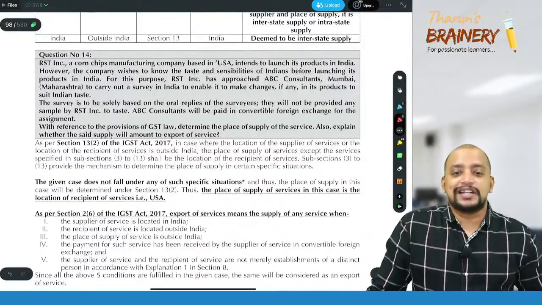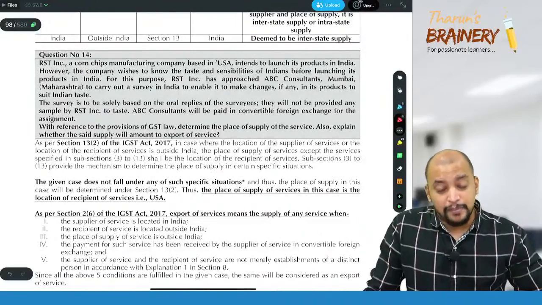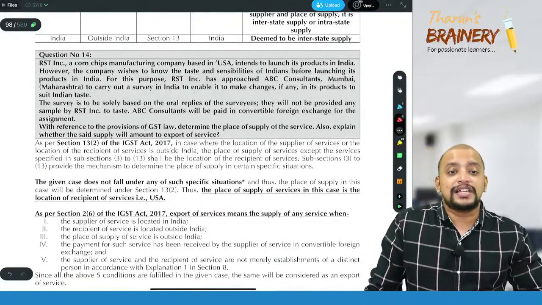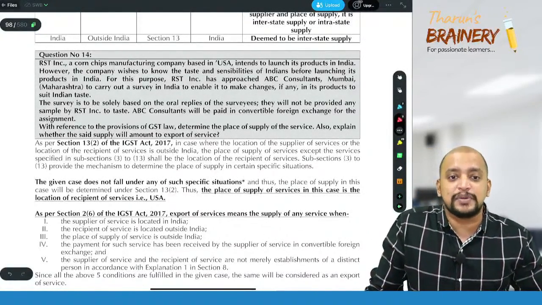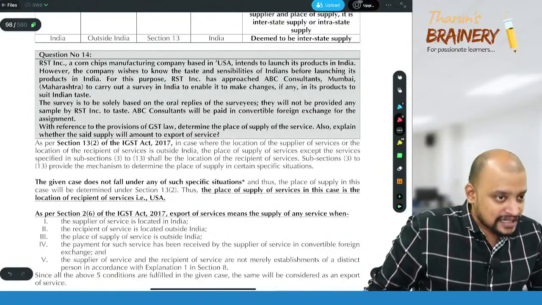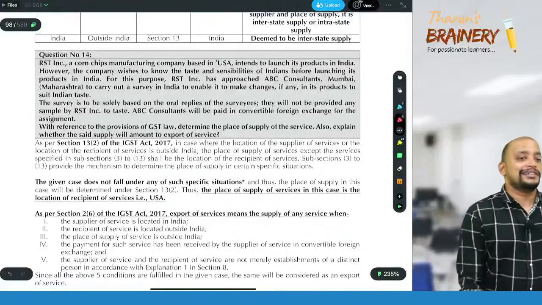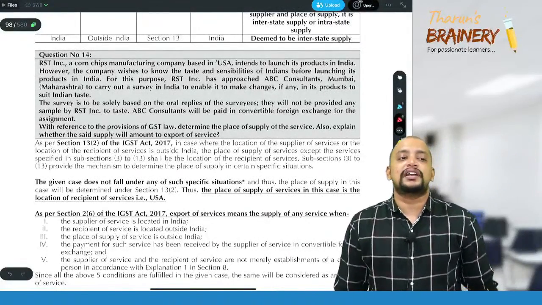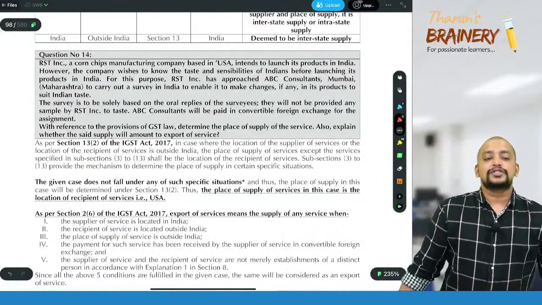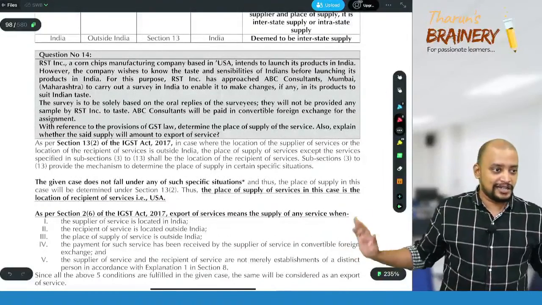So supplier outside India, recipient in India, place of supply outside India. Both supplier and place of supply are outside India, just because recipient is in India, there is no GST. So there is no GST in this case because it is neither intrastate supply nor interstate supply. So consequently there is no GST in this case. So no GST, no IGST, not taxable.